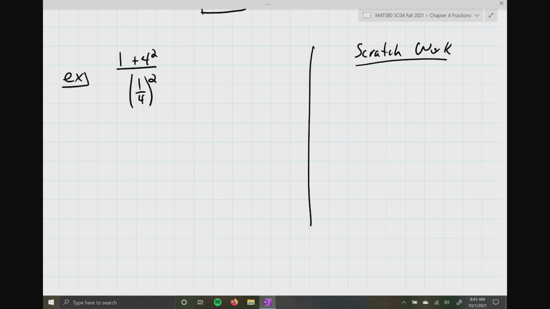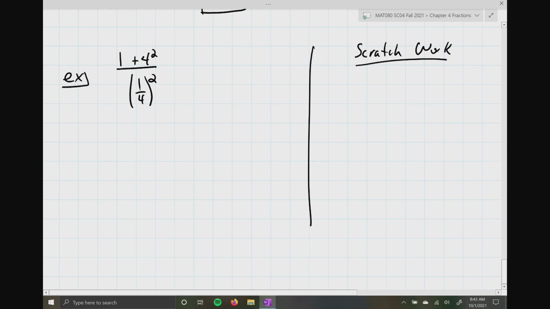But anyways. So we have a big fraction here. We have 1 plus 4 to the second in the numerator, and in the denominator, we have 1/4 to the second power. So I'm going to worry about the numerator first, get that all squared away, and then I'll worry about the denominator. Then I'll divide at the very last step, just like we did.